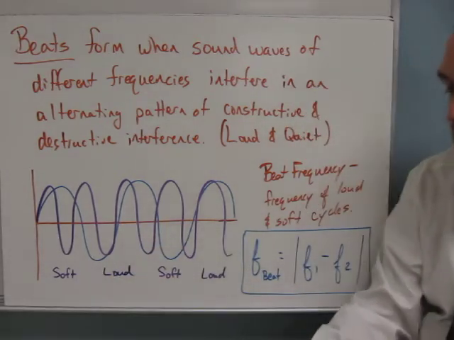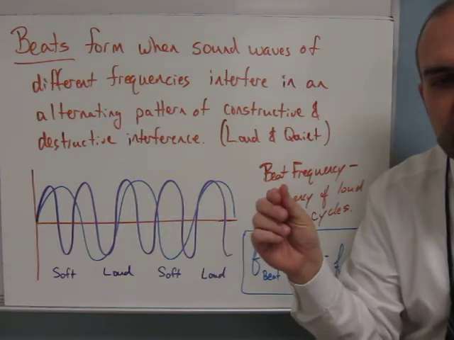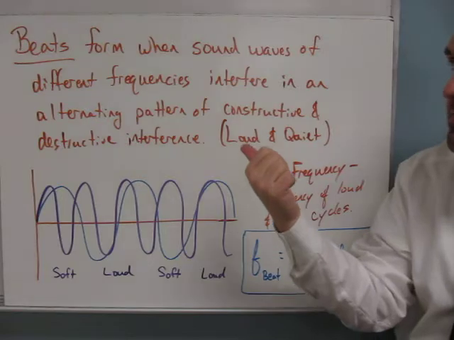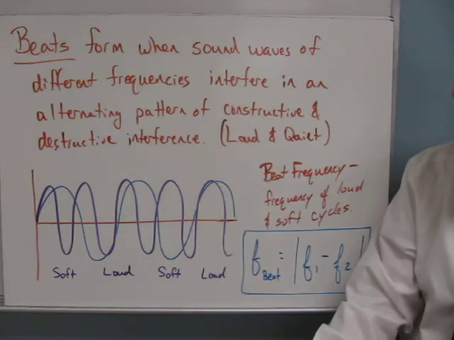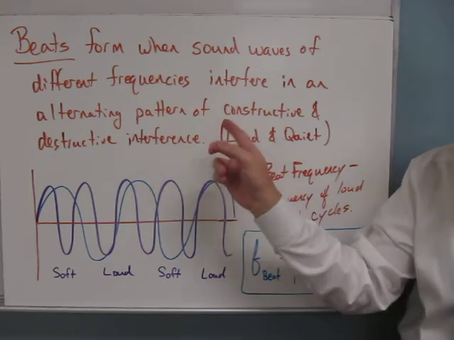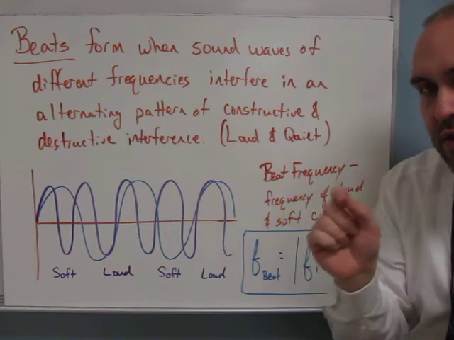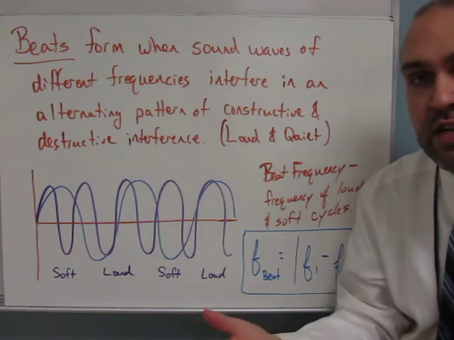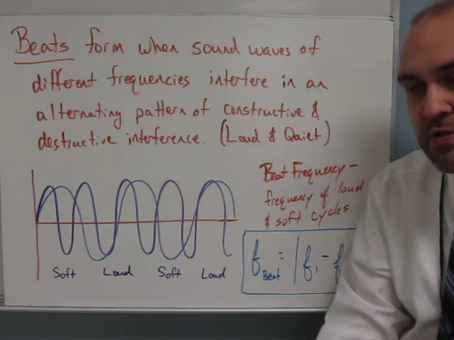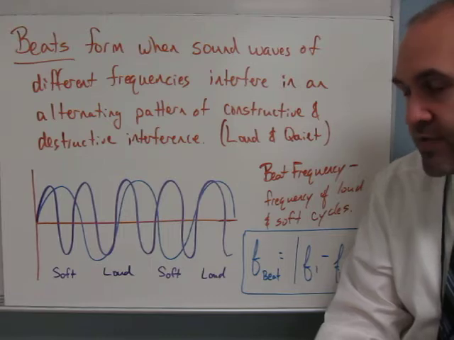Now, if you're talking about sound waves that interfere when they're slightly different frequencies, you produce this phenomenon that we call beats. Beats form when sound waves of different frequencies interfere in an alternating pattern of constructive and destructive interference. Since they're slightly different frequencies, sometimes you have crest meeting crest, but at other times you have crest meeting trough. So sometimes the amplitude gets large and you hear it get louder, sometimes the amplitude gets smaller and you hear it get softer.